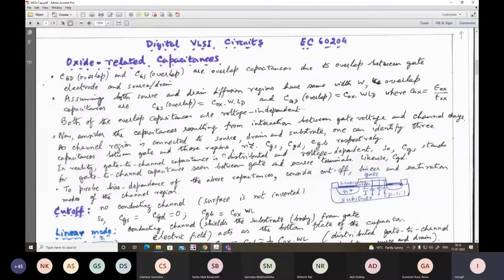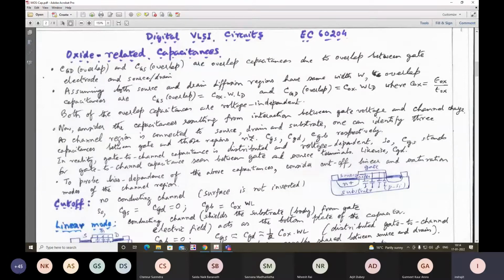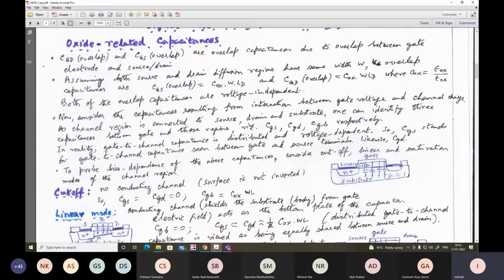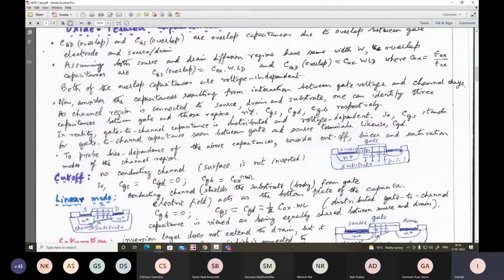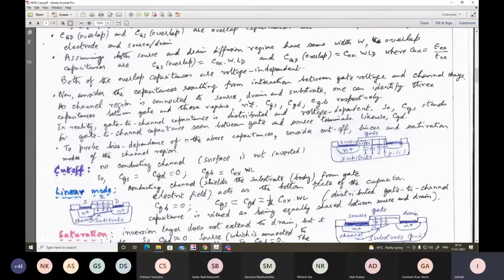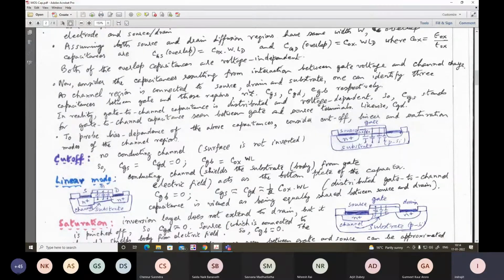We see that as the channel region is connected to source, drain, and substrate, here also the different connections we have to take into account. One can identify three components, capacitances between the gate and these regions. That means CGS, gate to source, CGD, gate to drain, and CGB, gate to body, respectively. In reality, the gate to channel capacitance is distributed and voltage dependent. So CGS stands for gate to channel capacitance between the gate and source terminals, likewise CGD. Now to prove the voltage dependence of these capacitances, consider the three typical regions of operation, namely cutoff, linear, and saturation.